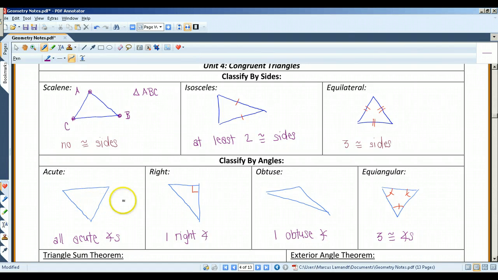Okay? Now, if I ask you to classify a triangle by its angles, an acute triangle has three acute angles, a right triangle has one right angle, an obtuse triangle has one obtuse angle, and an equiangular triangle has three congruent angles.